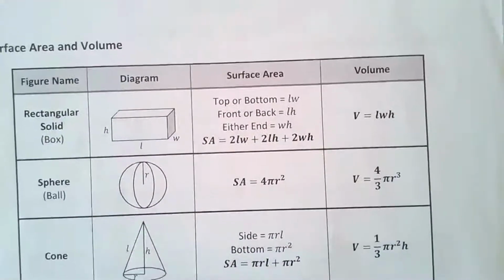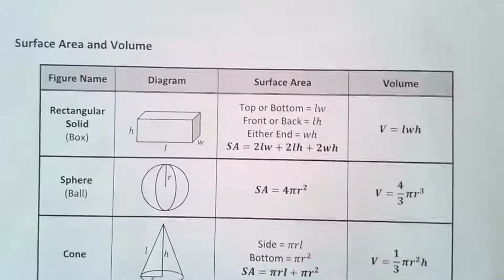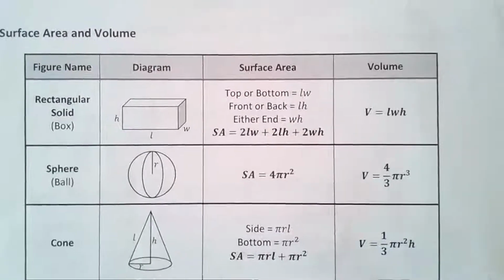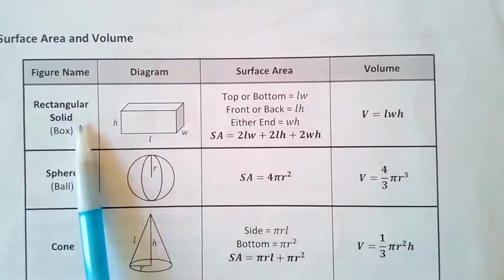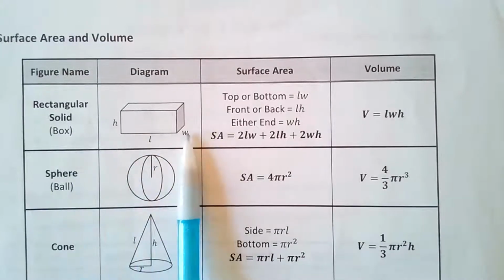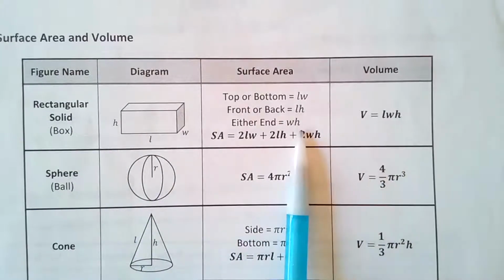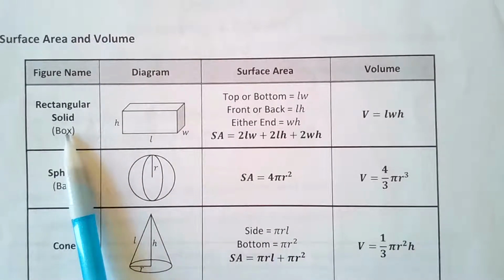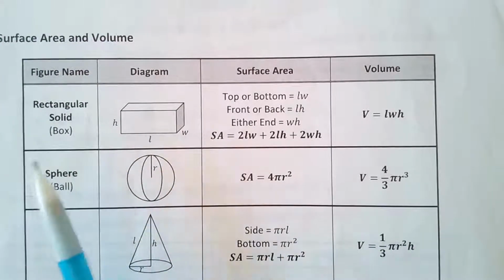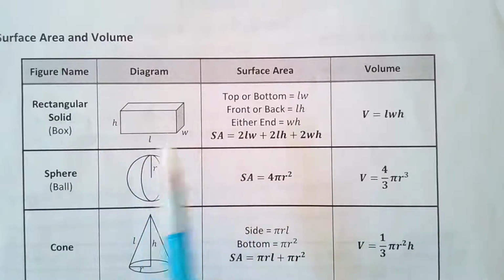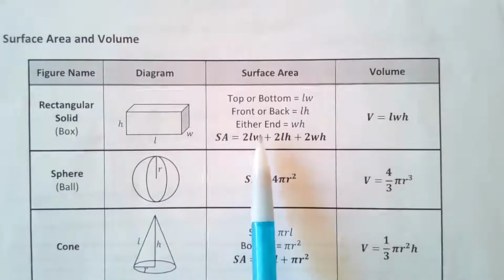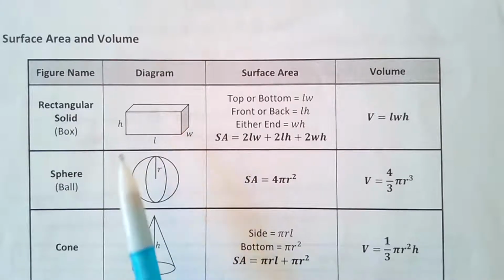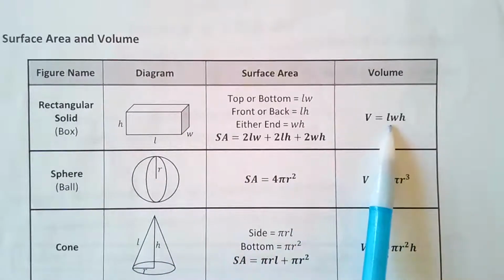On the flip side of your formula sheet, if you don't have it with you, it's at the back of your booklet. And here is the formula for the figure, the diagram of that figure, and the surface area of this figure, which is a rectangular solid. It's like a box, a paper tissue box is a good example. And then we have the formula for how we find the surface area, and then the formula for volume.